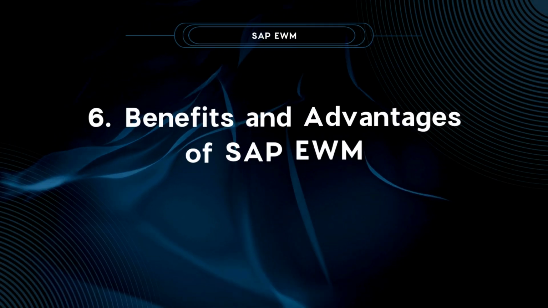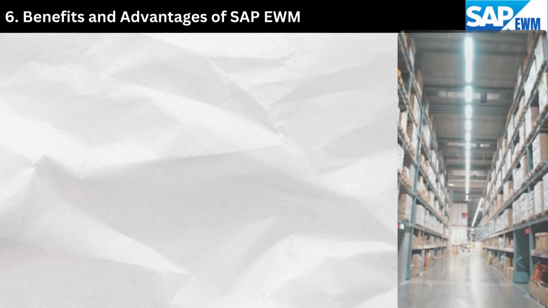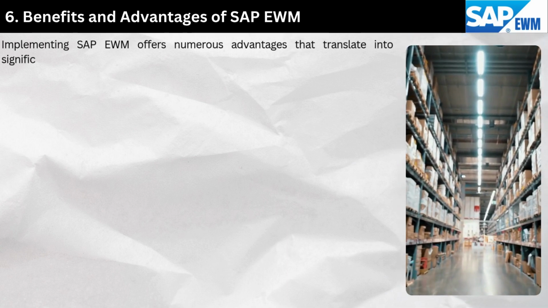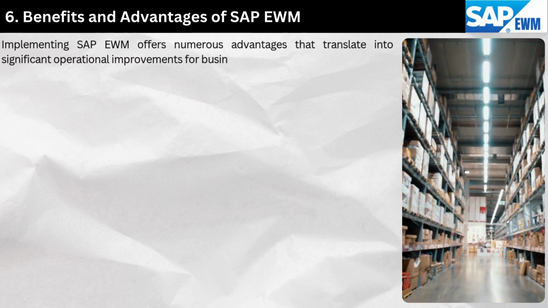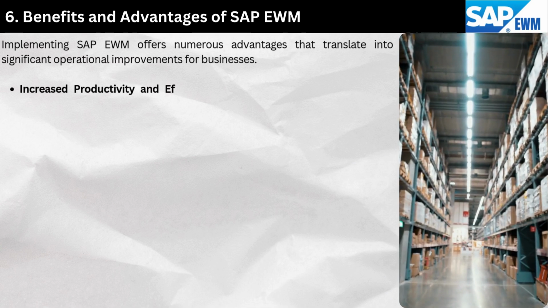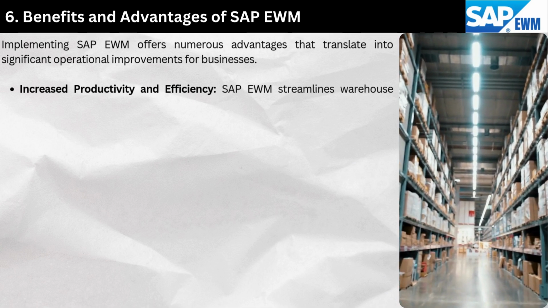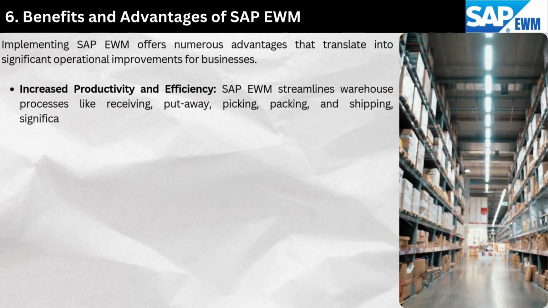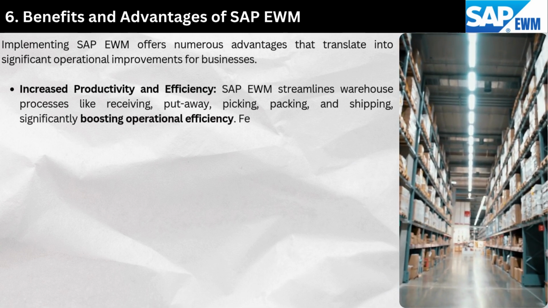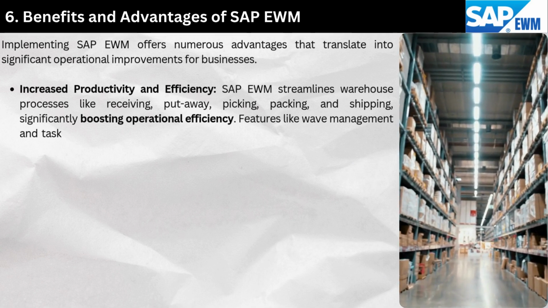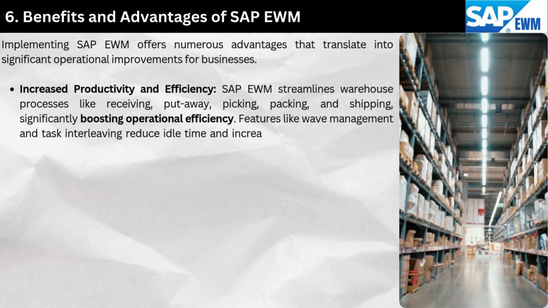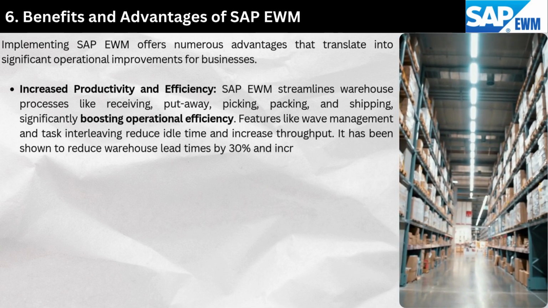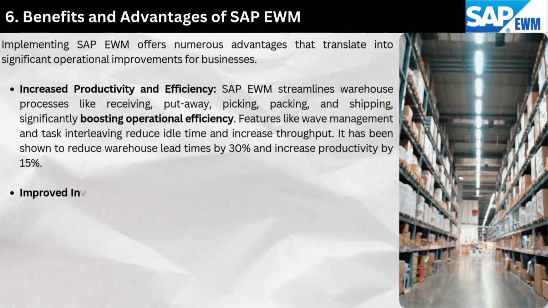6. Benefits and advantages of SAP EWM. Implementing SAP EWM offers numerous advantages that translate into significant operational improvements for businesses. Increased productivity and efficiency. SAP EWM streamlines warehouse processes like receiving, put away, picking, packing, and shipping, significantly boosting operational efficiency. Features like wave management and task interleaving reduce idle time and increase throughput. It has been shown to reduce warehouse lead times by 30% and increase productivity by 15%.